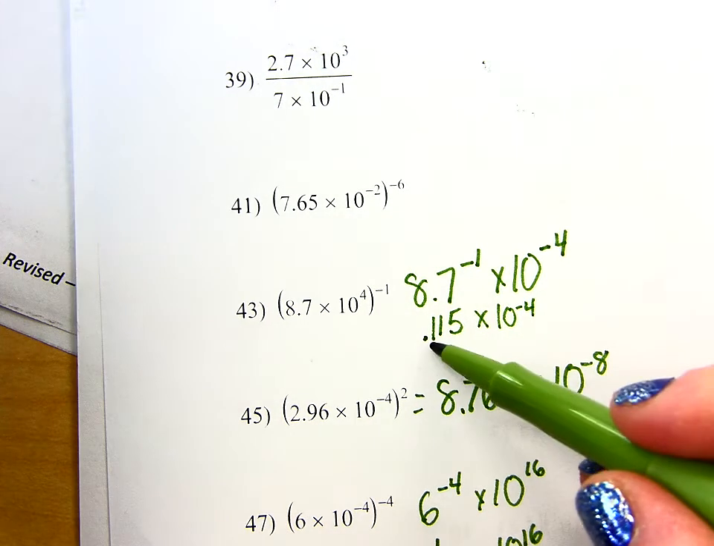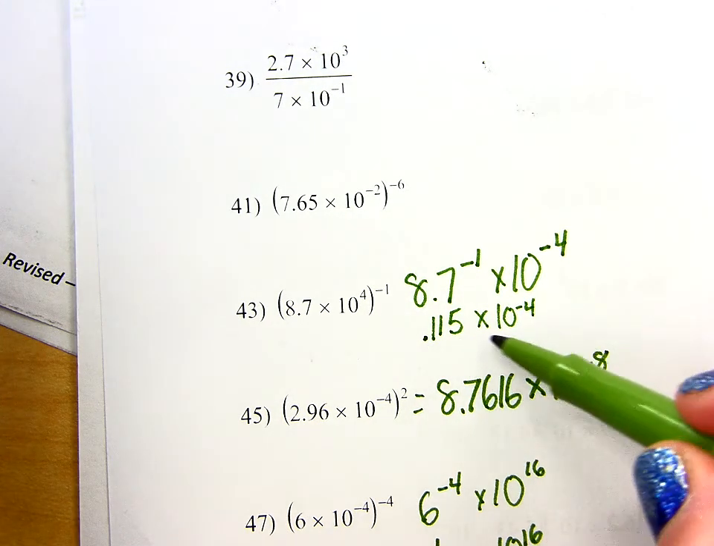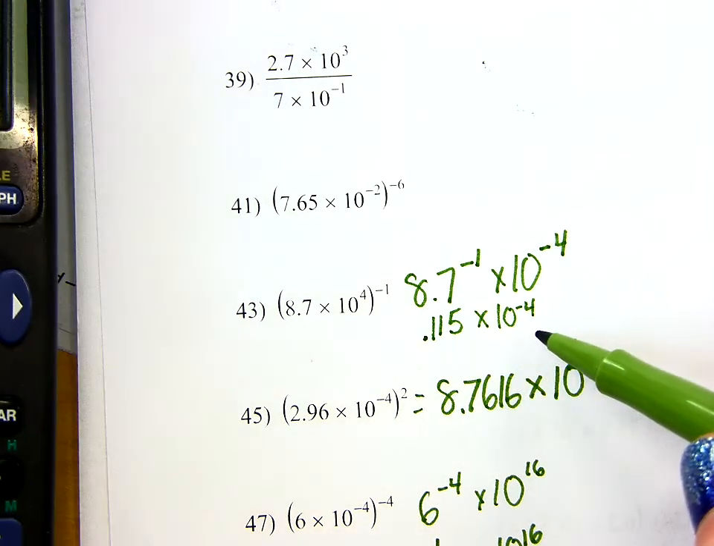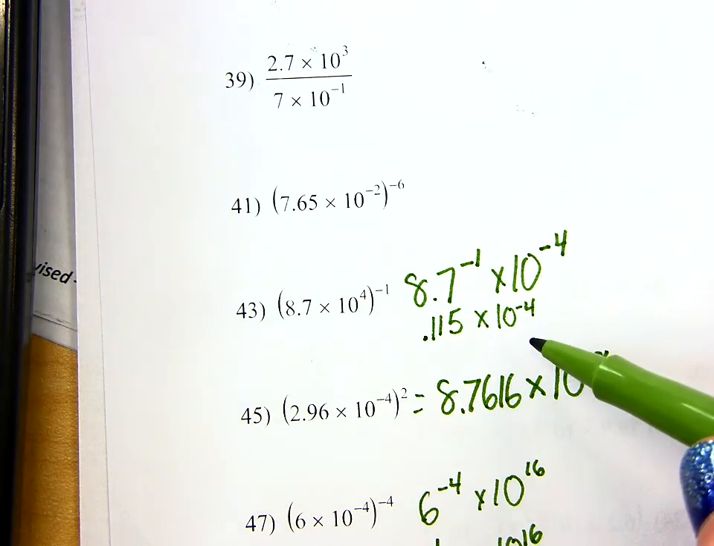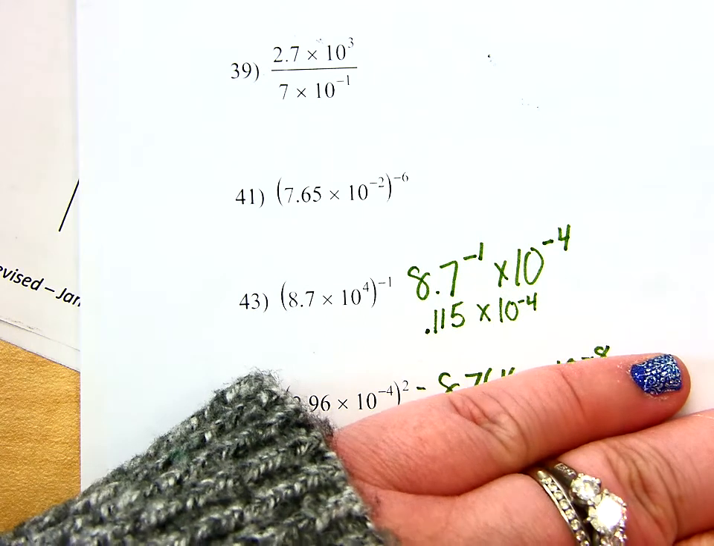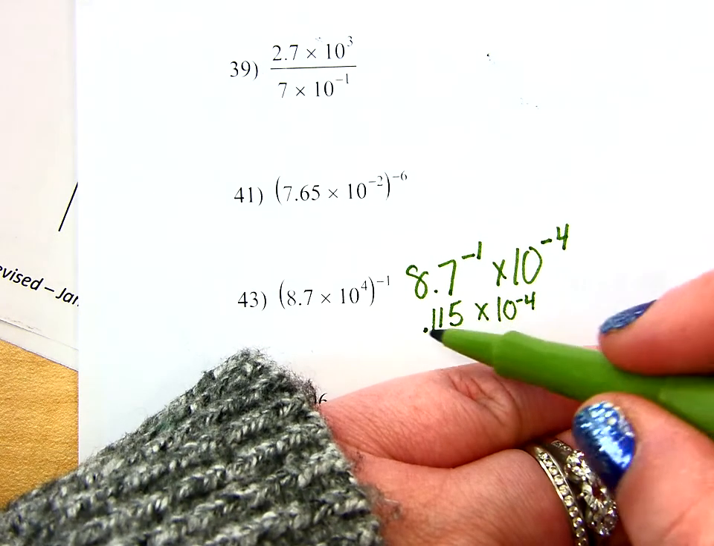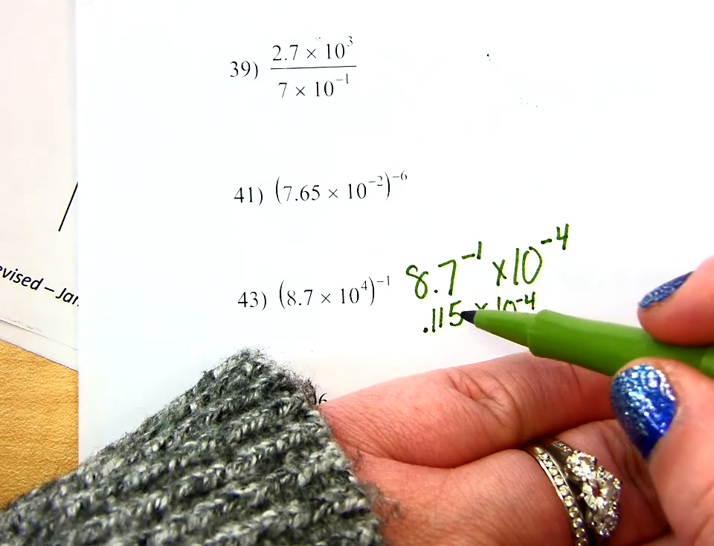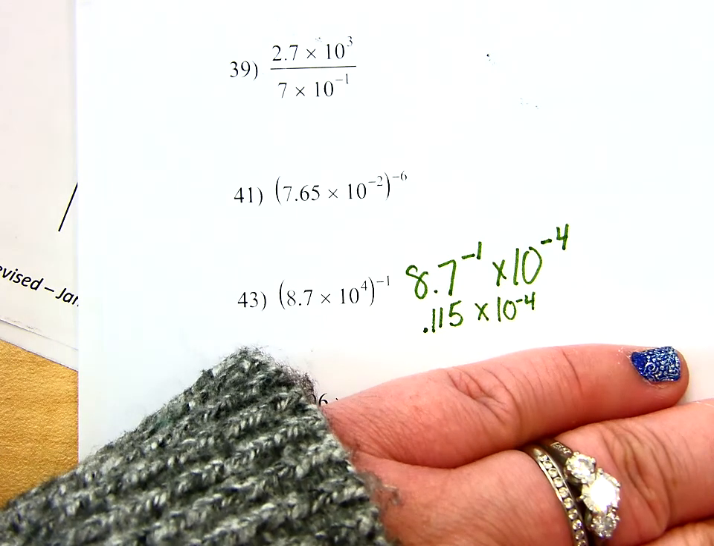All you have to do is fix this number. So let me let you try it without me telling you what to do. Let me cover up this other stuff that we don't need. So you're just trying to change 0.115 into scientific notation and then combine it with that 10 to the negative 4th.